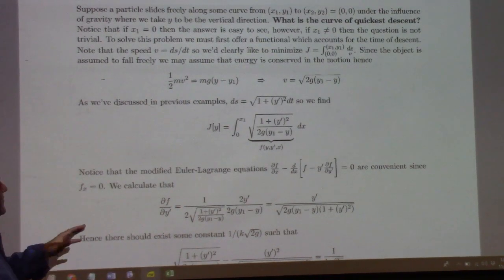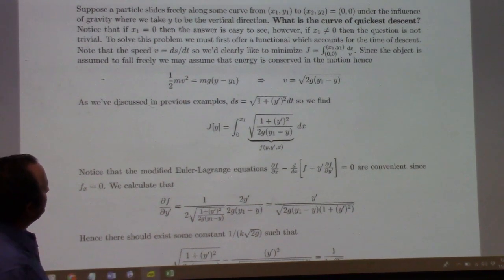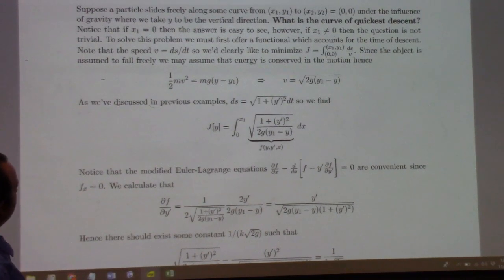Just briefly. The brachistochrone problem asks the question, if your particle slides freely along some curve from x1, y1 to x2, y2 under the influence of gravity, what's the curve of quickest descent? So what you're trying to do is to minimize time for the bead sliding down some wire without friction, right? The question is what shape of wire gives you the fastest descent? And we're assuming, of course, that x1 is not equal to x2, because if x1 is equal to x2, everyone knows the answer, right?